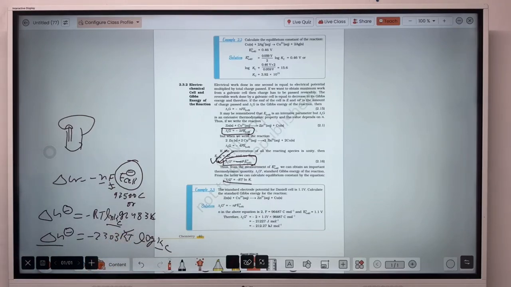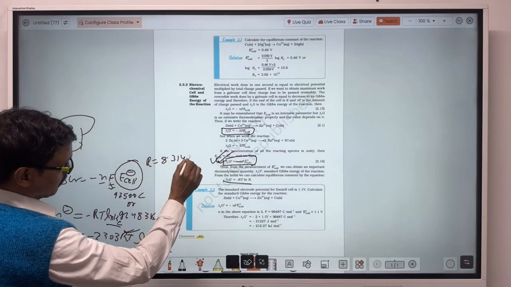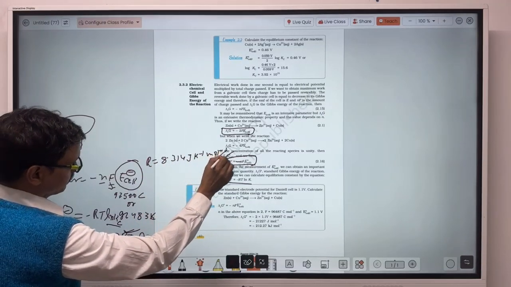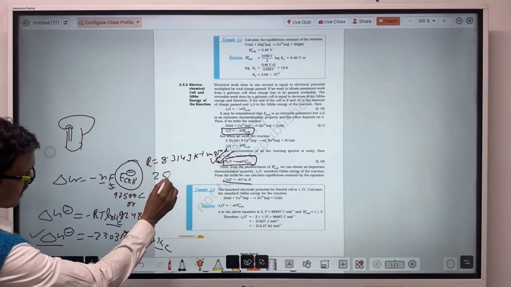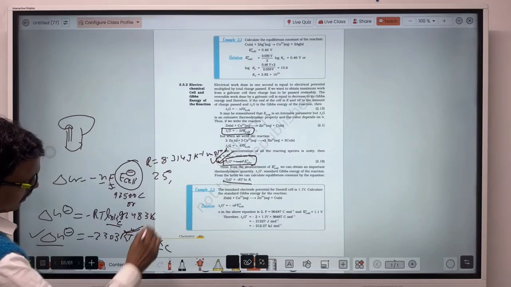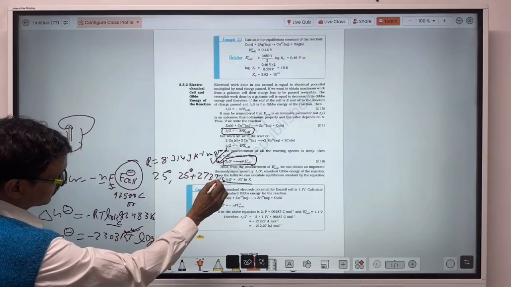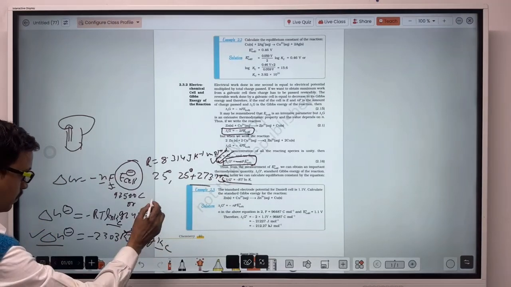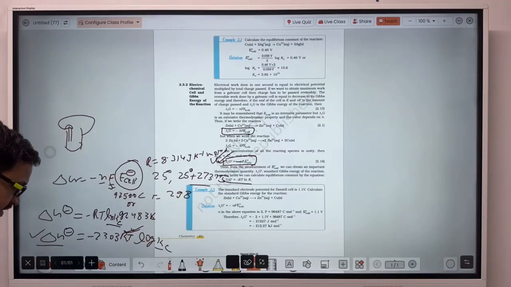R is the universal gas constant. If you calculate delta G standard in joules, then R has to be in joule per Kelvin per mole, and the value of R is 8.314 joule per Kelvin per mole. For temperature, we usually take room temperature, 25 degrees Celsius, and to convert into Kelvin we add 273.15. So 273 plus 25 is 298, roughly that much.